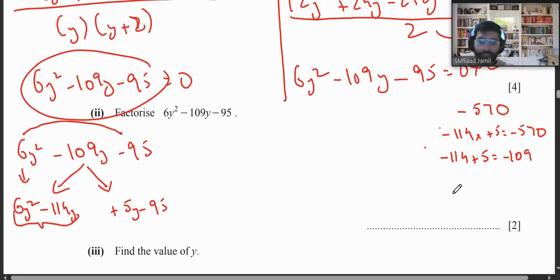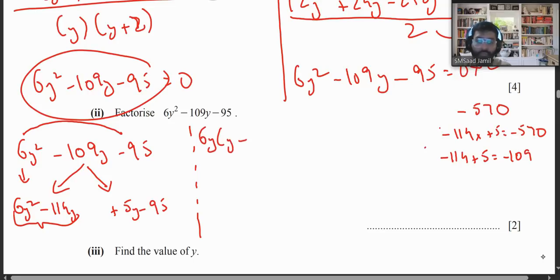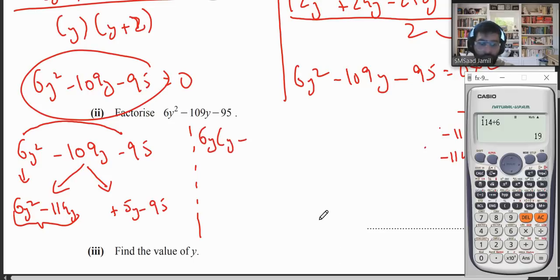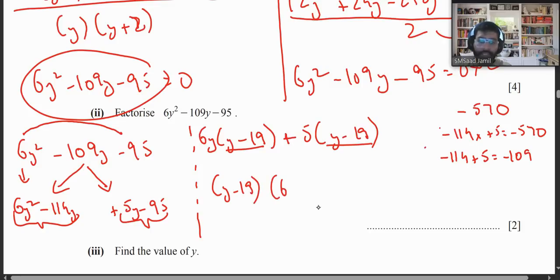Take common. You will take 6y as common. Let me see if 114 is even divided by 6. Yeah, it is. So 6y I take as common. What remains? y minus 19. And I take plus 5 as common. What do I get? y minus 19. So y minus 19 common, and I get 6y plus 5. So I have factorized. The answer is y minus 19 and 6y plus 5.